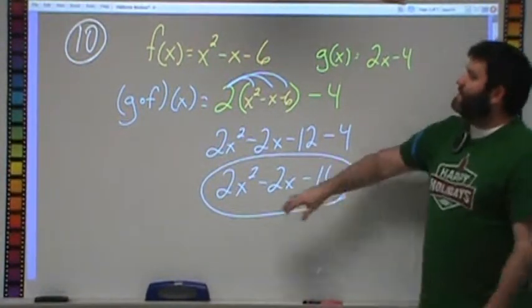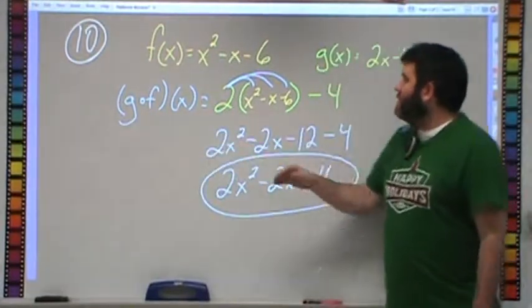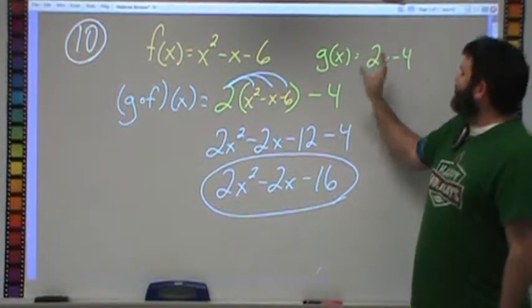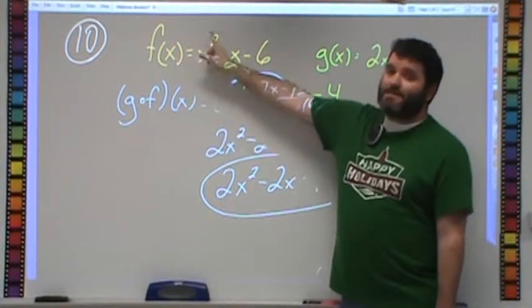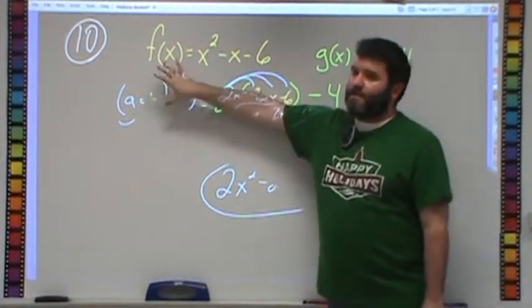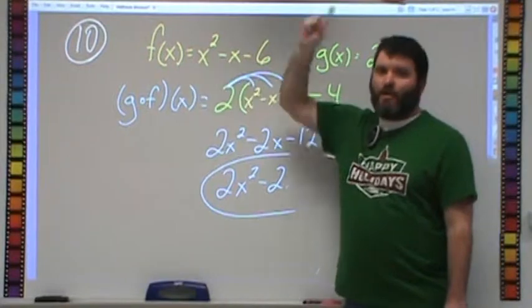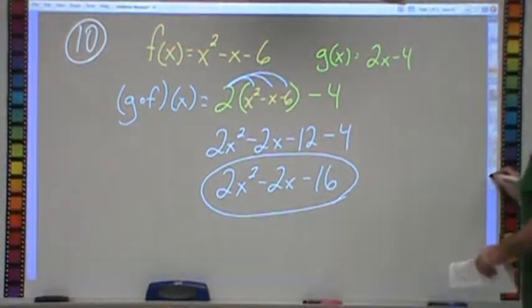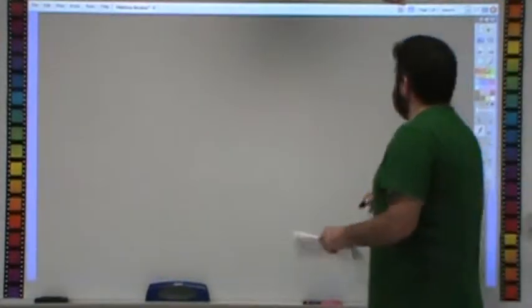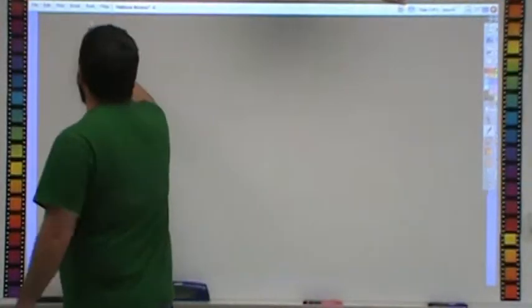Now, keep in mind, if this had asked me for f of g, I would have had to put 2x minus 4 for both of these x's. And for the one that has the square, I would have to split it into 2x minus 4, 2x minus 4, and FOIL it. So do keep that in mind, because you never know, the one on the actual midterm could be one like that.